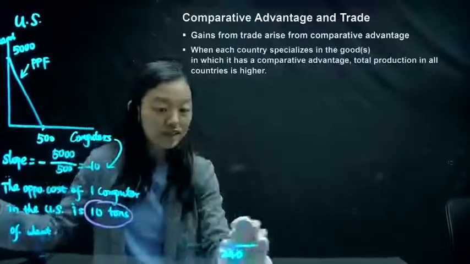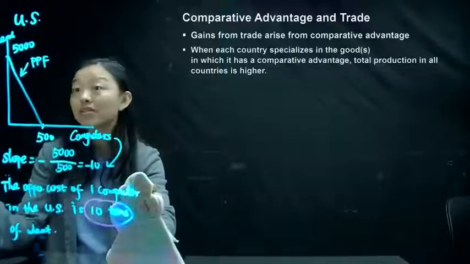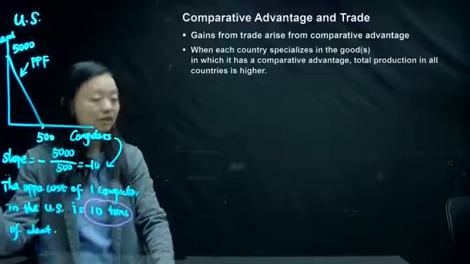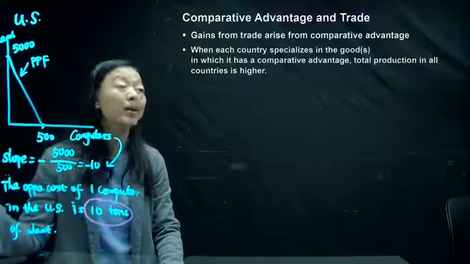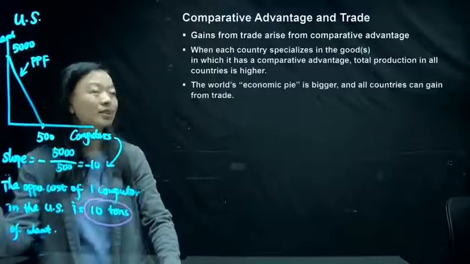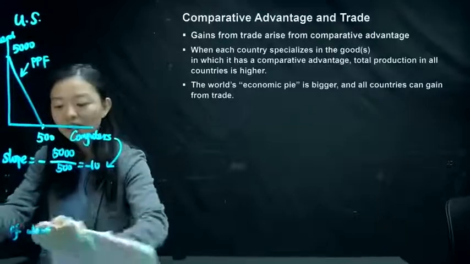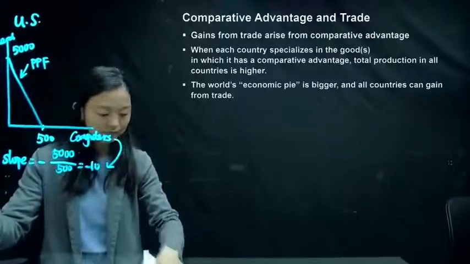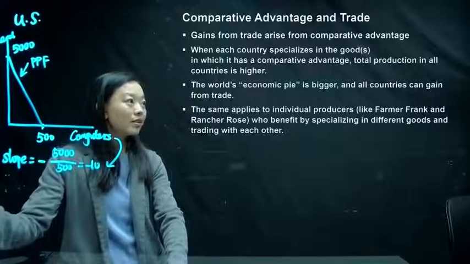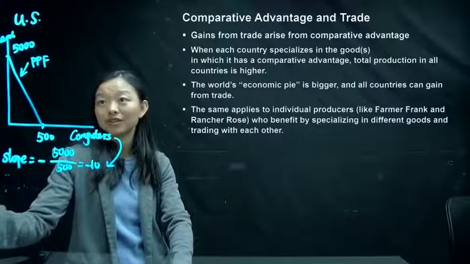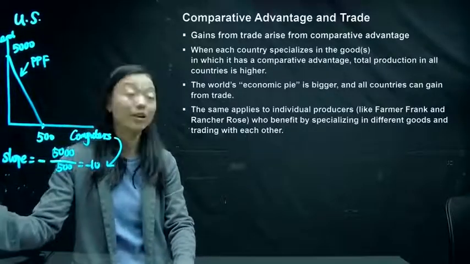And when each country specializes in the goods or services in which it has a comparative advantage, then the total production of these countries will become higher. So this is the real reason for trade. Comparative advantage is the real reason for trade. This will also apply to individual producers, like the farmers and ranchers, the examples in our textbook.